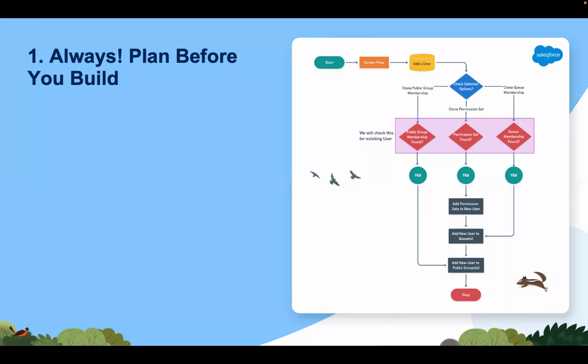So the first and foremost important thing: always plan before you build. I'm going to ask a quick question. How many of you as a developer, admin, or architect follow this approach? When you get a requirement, do you directly build the flows or anything, or do you do some mind mapping, think about it, design the solution, and then do the solution building? So go ahead, put your comment in the chat.